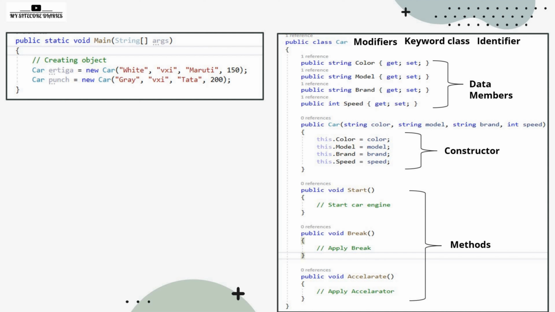Now if you want to start the Ertiga, you can write Ertiga.start, which will start the Ertiga, not the Punch. Okay, so Ertiga.start will start the Ertiga, Punch.start will start the Punch. So this is how you can transform your real life example to the programming model. Okay, real life model to the programming model.